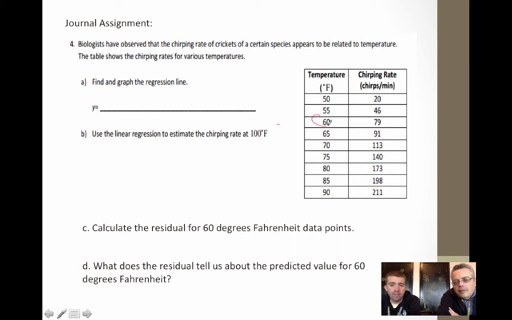That's the actual data point. You can calculate the residual for that. Then, what does the residual tell us about the predicted value for 60 degrees Fahrenheit? Was the prediction an overestimate or an underestimate? That's what we're looking for. All right, best of luck.